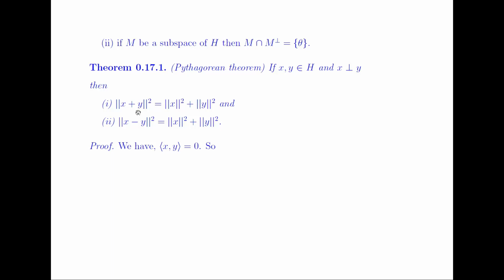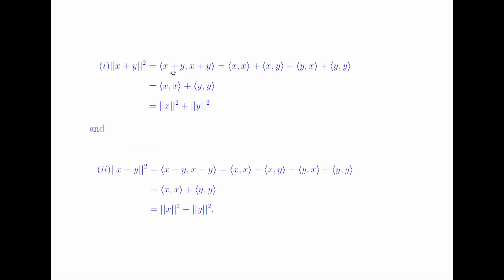So we consider the first part first, the norm of X plus Y squared, and using the definition of inner product, we have norm of X plus Y squared is equal to the inner product of X plus Y comma X plus Y. And using a property of inner product, this is equal to inner product of X comma X plus inner product of X comma Y plus inner product of Y comma X plus inner product of Y comma Y. It is given to us that the inner product of X comma Y is 0 because X is perpendicular to Y. So this part is 0 and this part is 0. So we get this plus this, which is equal to norm of X squared plus norm of Y squared.